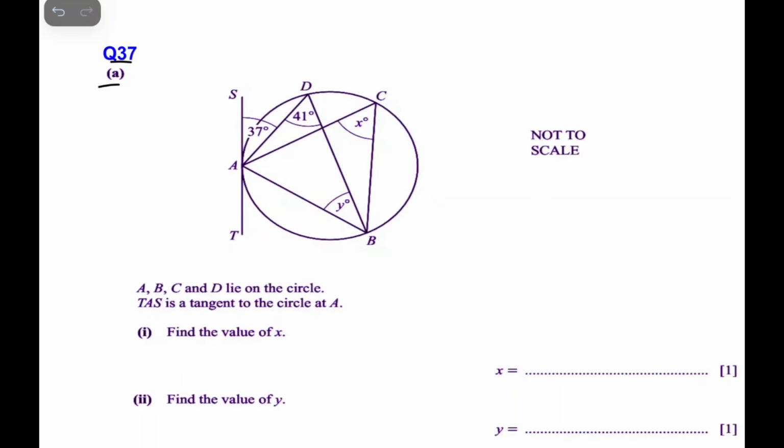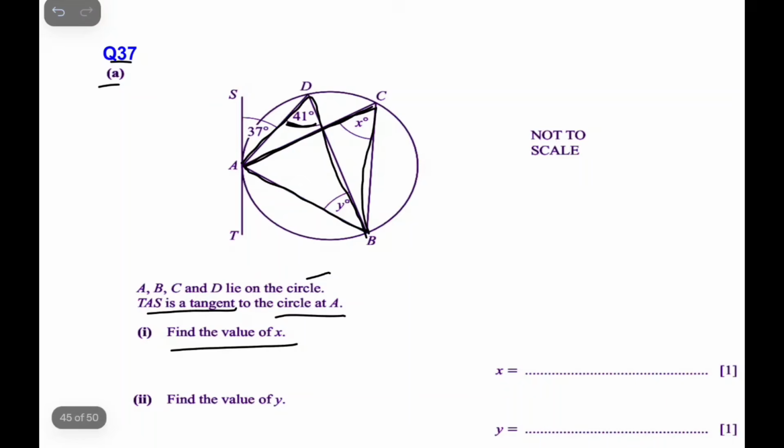Question number 37, a part A, B, C, D lie on the circle and TASR is a tangent to the circle at point A. We have to find the value of x. Now if we see, this is a chord AB. This angle is x degrees and this angle is given to be 41. So x angle will be 41 degree because angles subtended by an arc in the same segment of a circle are equal.